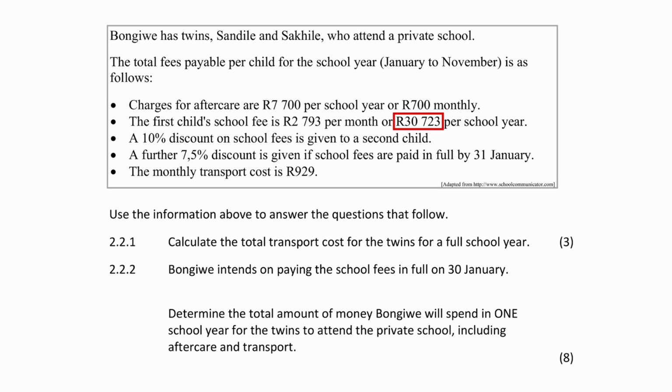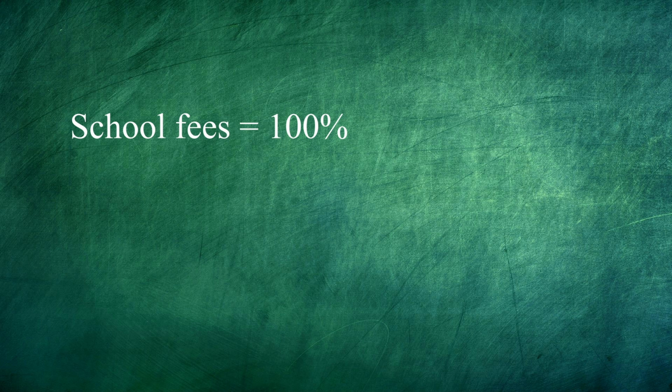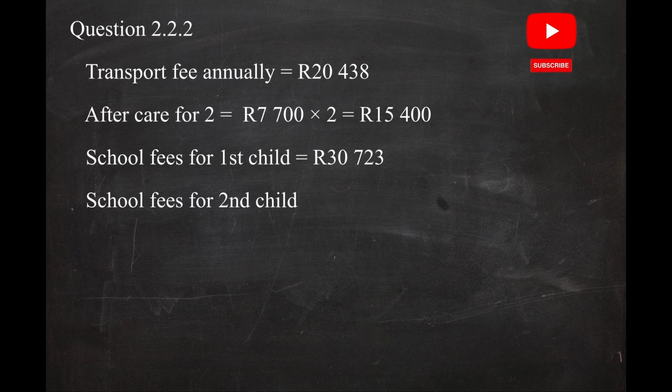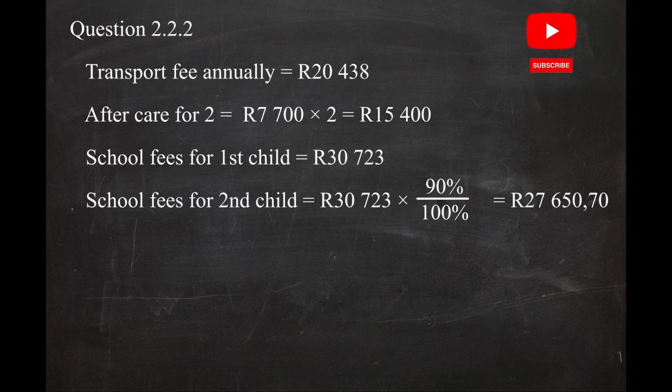The school fees for the first child is R30,723 for the year, and the fees for the second child is 90% of the school fees for the first child. This is because the second child gets a 10% discount. If the school fees is considered to be 100%, then a 10% discount would reduce the school fees to 90% of the school fees of the first child. So the mathematics will look like this. R30,723 multiplied by 90% over 100%, and this equals R27,650.70 for the second child.